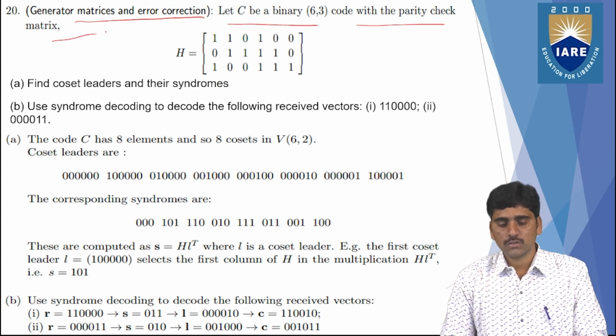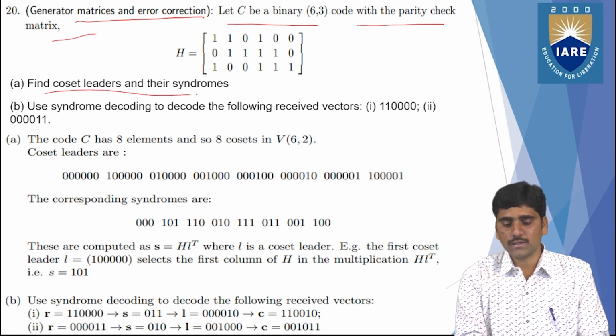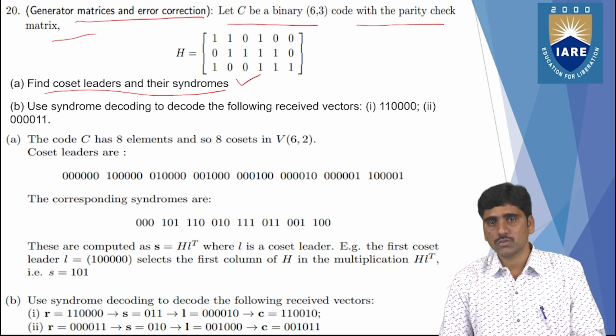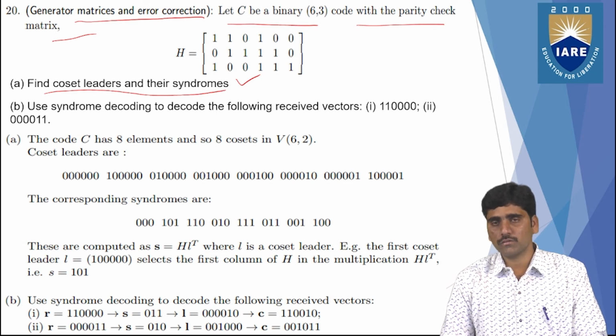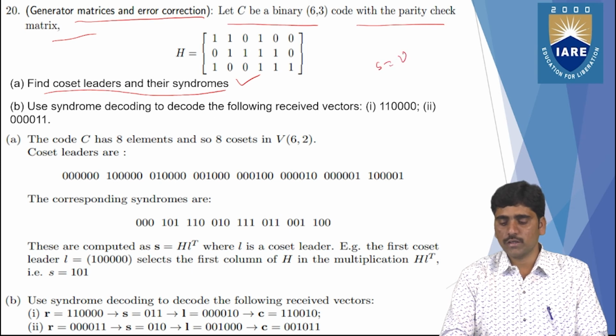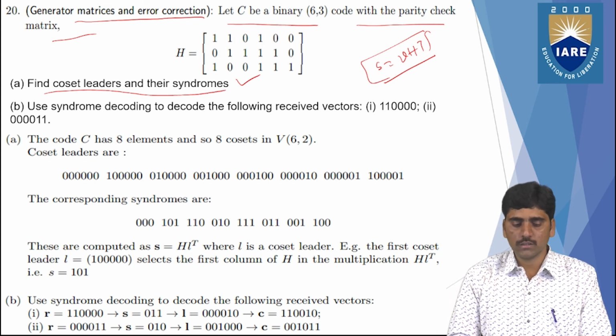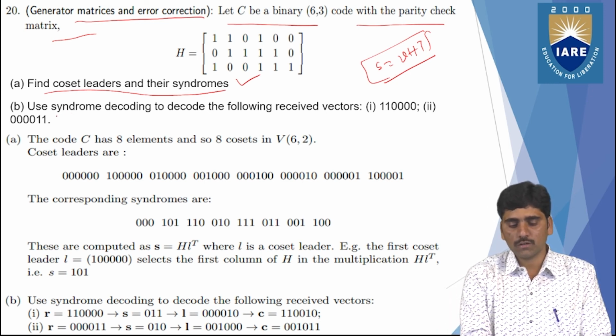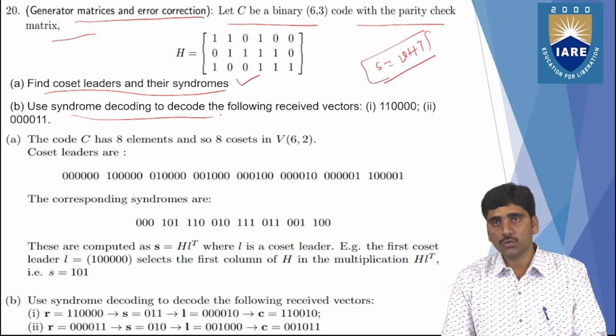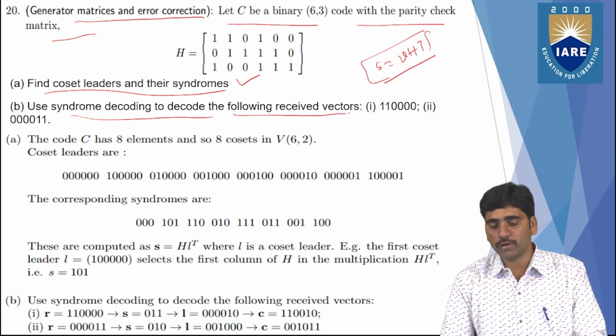We'll have it. So what we need to do is find the coset leaders and their syndromes. To find the syndromes we have the formula S equals VH transpose, right? With the help of this, we are going to find the syndromes. See here, and part B of the question is to use syndrome decoding to decode the following received vectors.